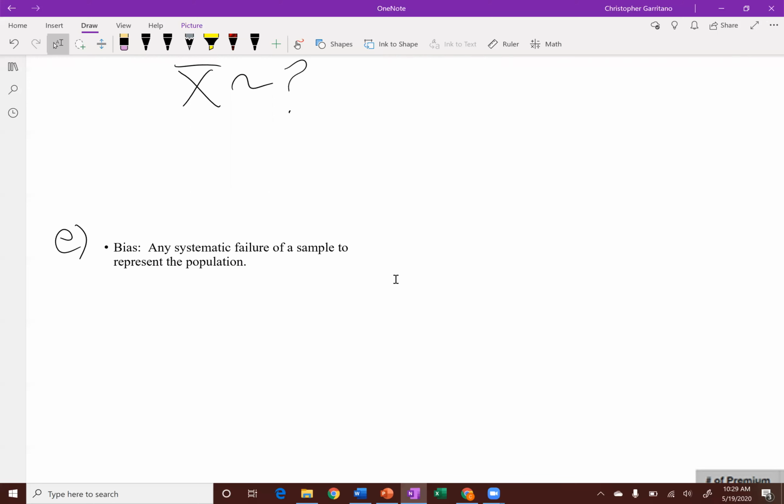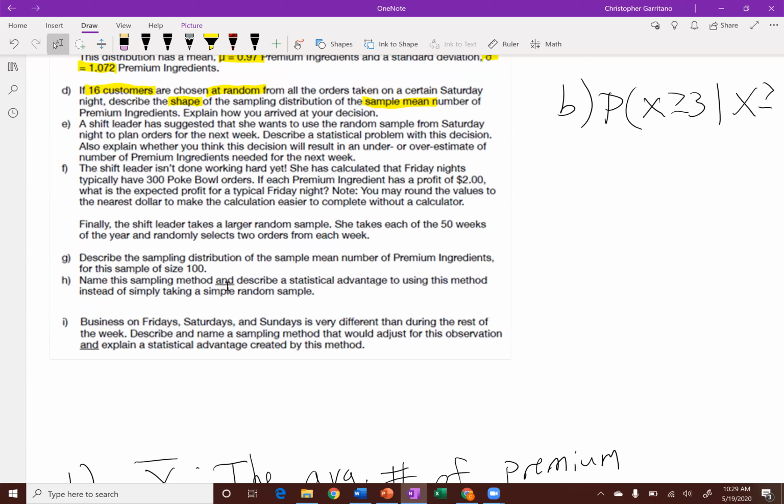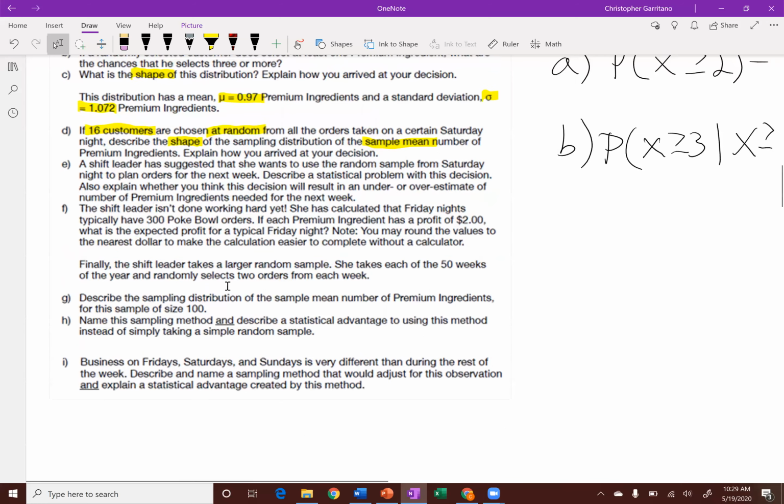So include the idea that this would be a biased sample, because we are not allowing our sample to be represented by other days of the week. And this would likely result in an overestimate of the order.